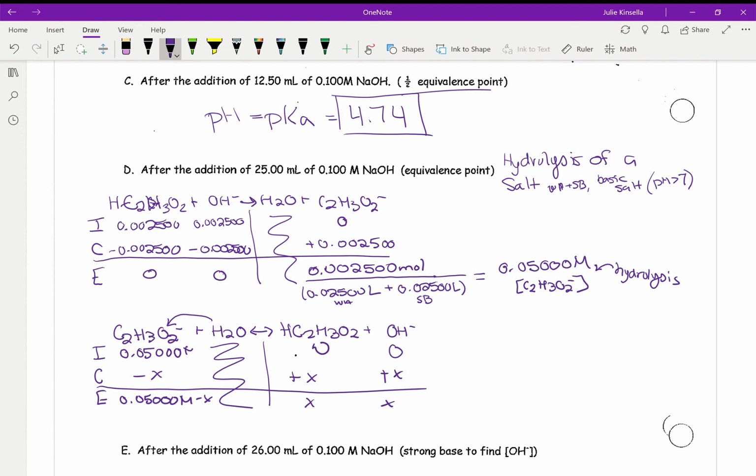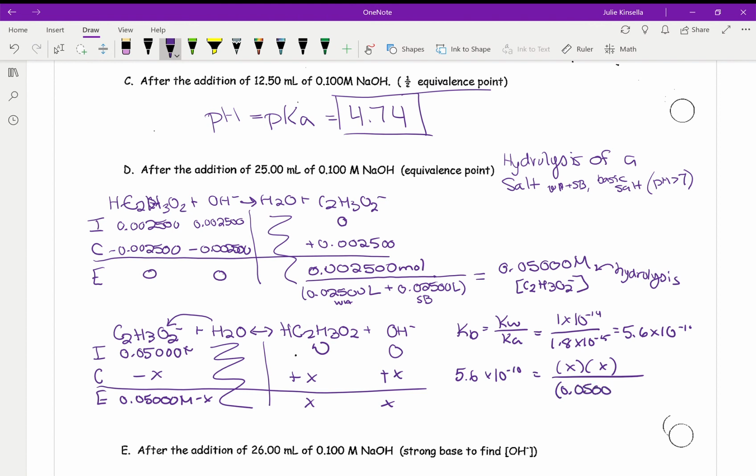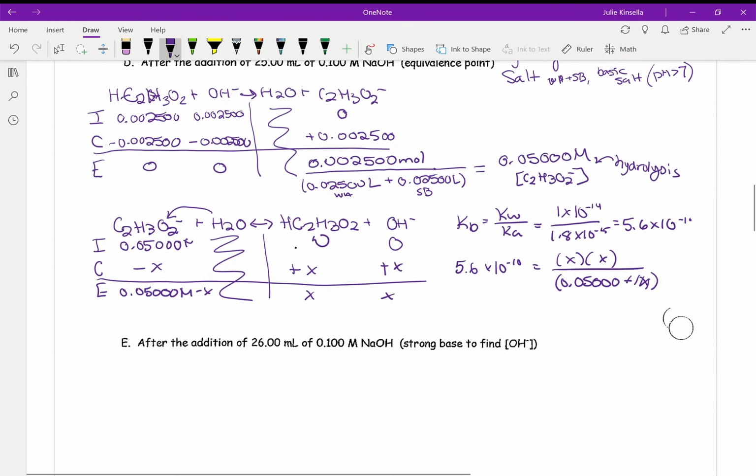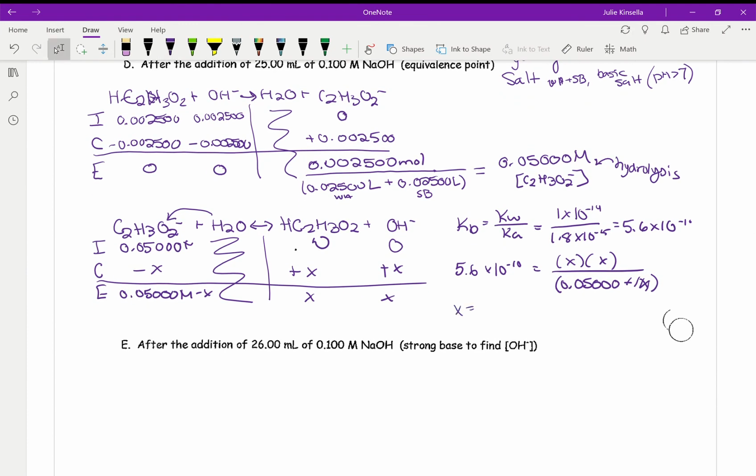Now, one little thing here is that we only have the Ka of acetic acid, so you do have to find the Kb, which would be your Kw over your Ka. So 1 times 10 to the negative 14th over 1.8 times 10 to the negative 5, which gives you 5.6 times 10 to the negative 10. So then that 5.6 times 10 to the negative 10 would be equal to X times X over 0.0500 minus X. We are going to simplify the denominator there, and then X here, which, be very careful, is equal to your hydroxide, not your hydronium at that point.